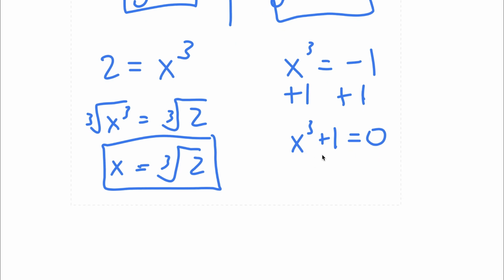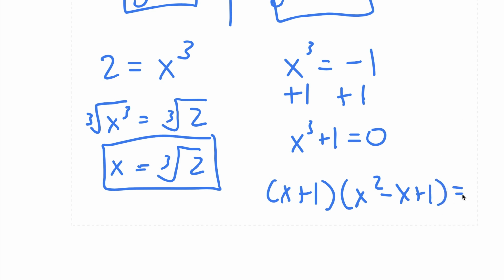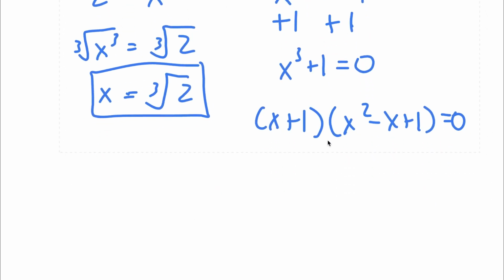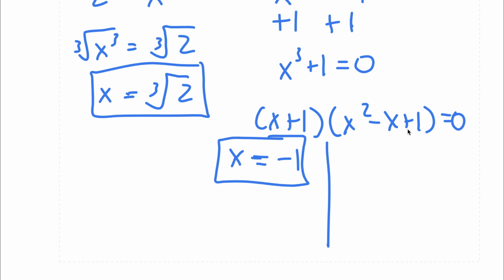Now, x to the power of 3 plus 1, I can rewrite that as x plus 1 times x squared minus x plus 1 is equal to 0. So this gives me two equations. I have x plus 1 equals 0, which simply means x is equal to -1, which is one solution. And I have x squared minus x plus 1 equals 0.